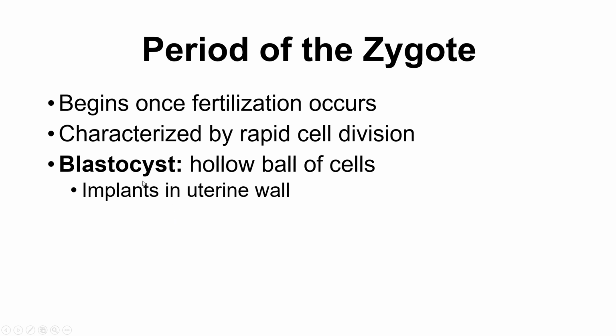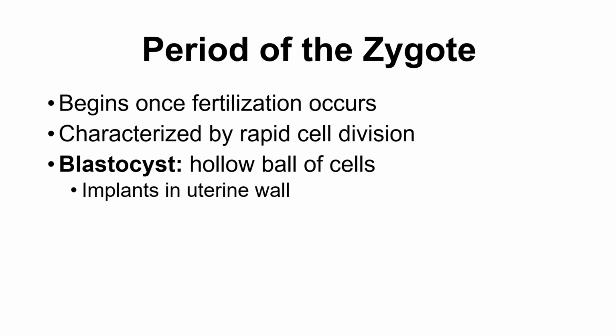So as I said, that blastocyst is what we're calling the zygote once it's become a hollow ball of cells. So there's a space on the interior and the outside is sort of a dense wall of cells. And so once implantation occurs, that's the end of this period. So that typically takes about 2 weeks.